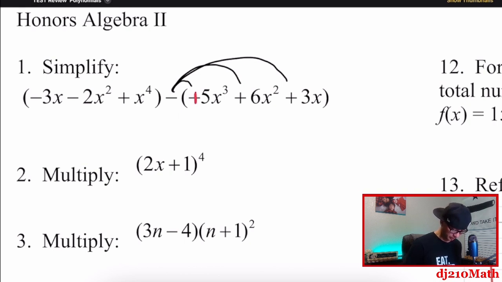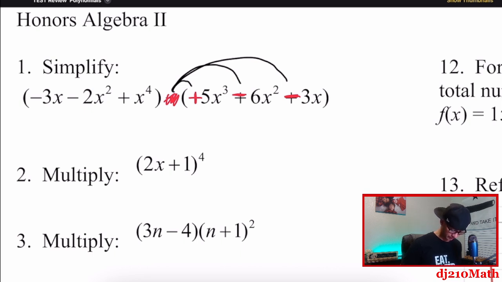So it's going to make this plus. It's going to make this minus. It's going to make this minus. So now we drop the parentheses, right? We no longer care that this is minus because it's been distributed. We drop the parentheses and we just add everything, or we're combining like terms basically.